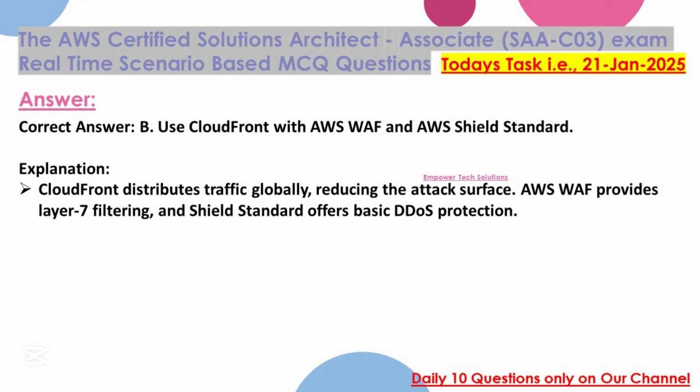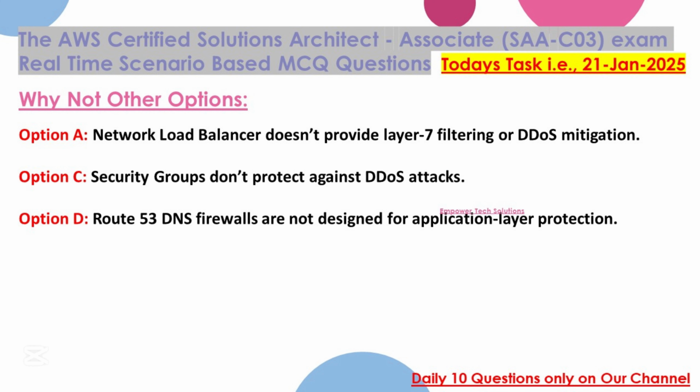Correct answer: B. Use CloudFront with AWS WAF and AWS Shield Standard. Explanation: CloudFront distributes traffic globally, reducing the attack surface. AWS WAF provides Layer 7 filtering, and Shield Standard offers basic DDoS protection. Why not other options? Option A. Network Load Balancer doesn't provide Layer 7 filtering or DDoS mitigation. Option C. Security groups don't protect against DDoS attacks. Option D. Route 53 DNS firewalls are not designed for application layer protection.